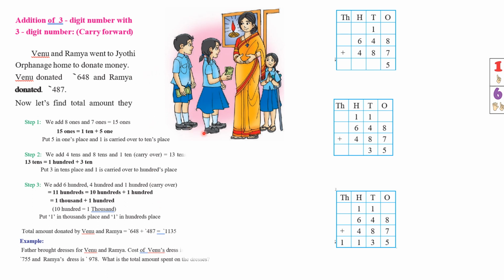Here I'm going to explain addition of 3-digit numbers with 3-digit numbers, and here carry forward also. This taller guy's name is Venu, and this girl's name is Ramya. They both went to Jyoti orphanage home to donate some money. Venu has donated rupees 648 and Ramya has donated 487 rupees. What is the total amount both Venu and Ramya have donated to Jyoti orphanage home?